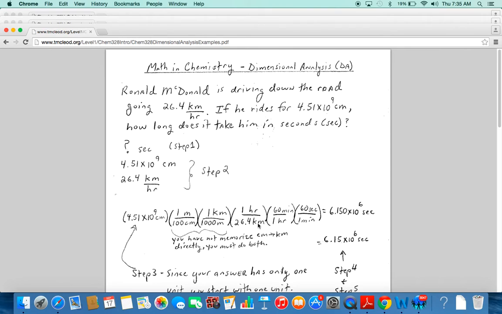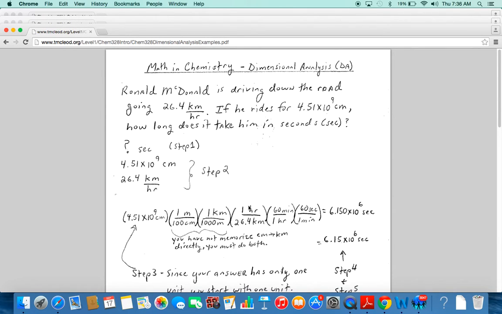So now I want to put the kilometers on the bottom and hours on the top. And if I multiply all this, I have hours. And that's why, if you look, 26.4 kilometers over 1 hour, that's why the 26 is on the bottom. Now, if I do all the math here, which you don't, in dimensional analysis you do everything to get to the units you want, and then you do the math.